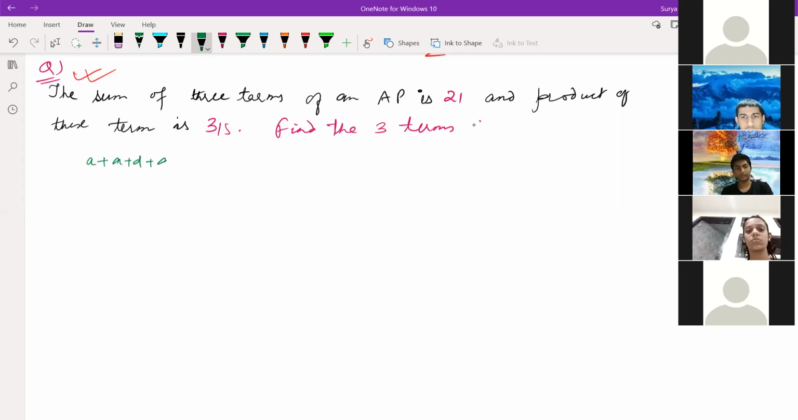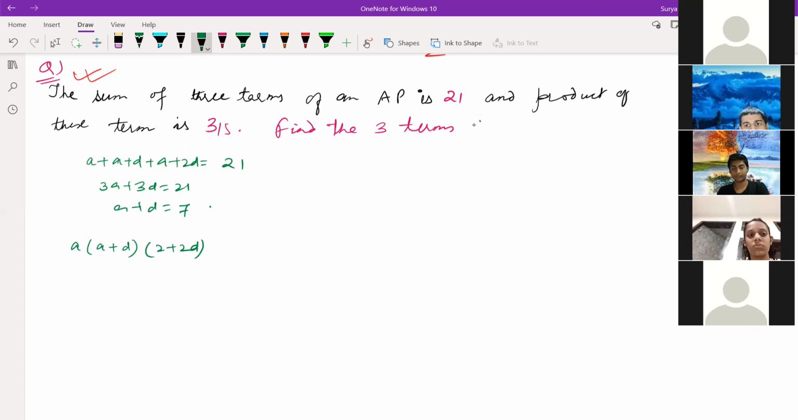Acha, like this you have done. A plus 2D equals 21, right? Yes, sir. So 3A plus 3D is equal to 21. So A plus D is equal to 7, like this. Yes, sir. Then you have done the same: A into A plus D into A plus 2D equals 315.